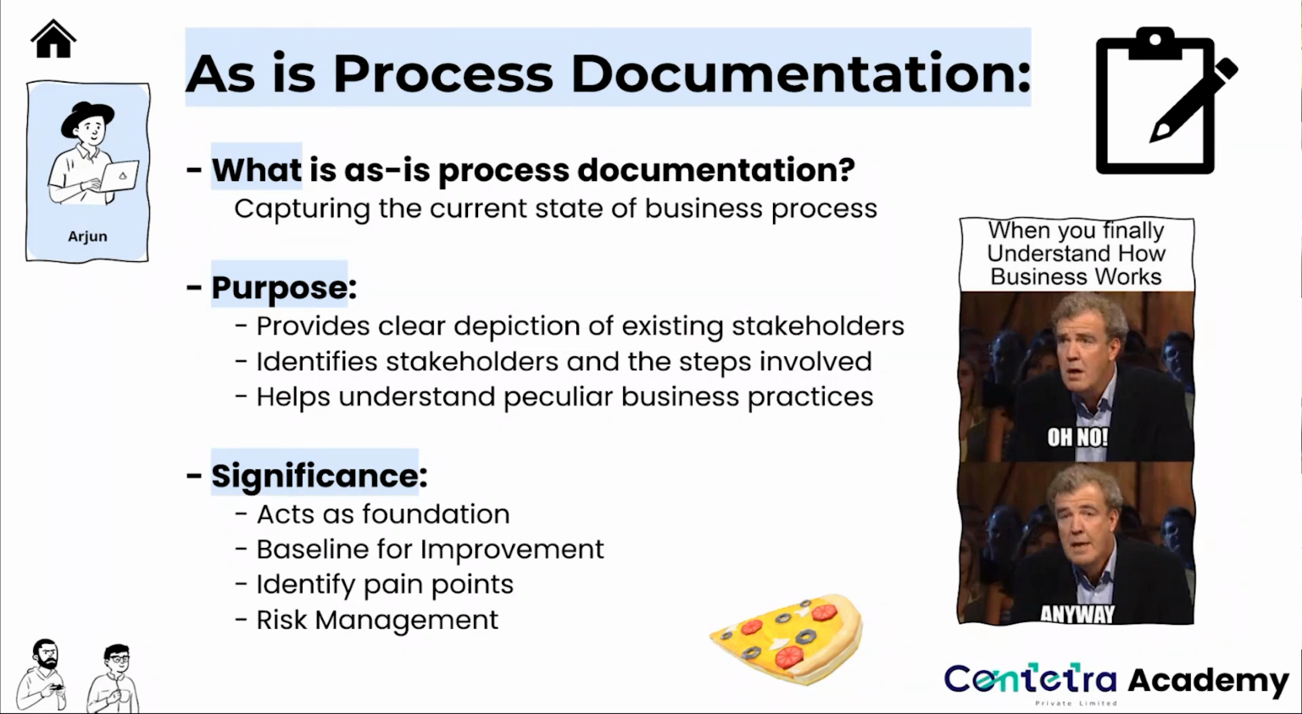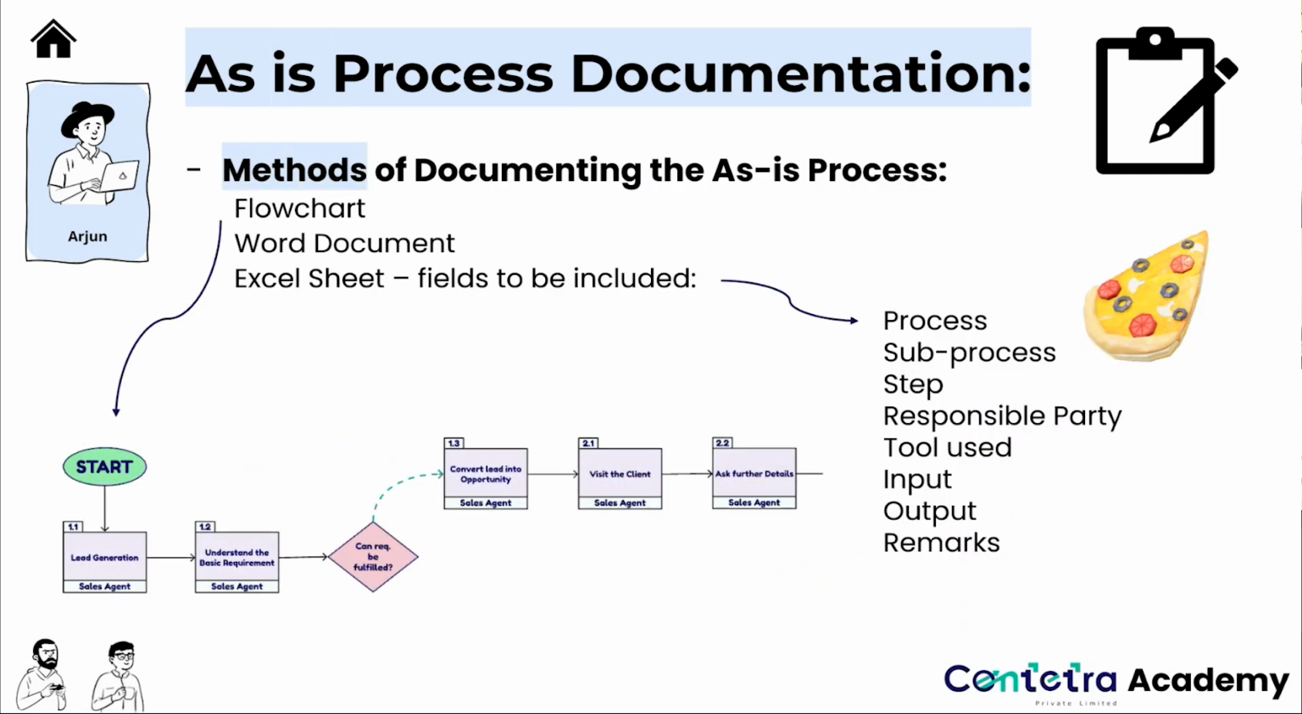The basic purpose of as-is process documentation is to understand the current process and identify the pain points, inefficiencies, or shortcomings in that process. This will help the businessman to devise a better and more effective revamped process based on what is the current process and what are the shortcomings in the current process. It acts as a foundation and the starting point for our entire ERP implementation journey. So, moving on further, there are three methods of as-is process documentation which we are going to discuss.